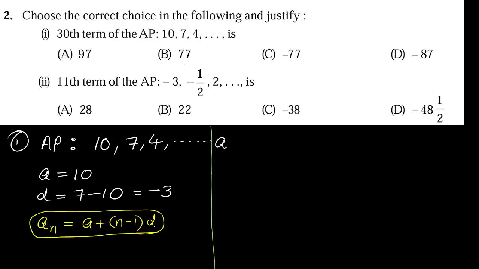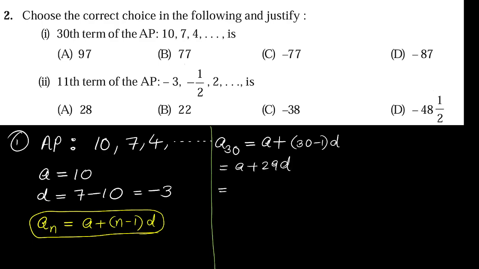So I want the 30th term in this question, meaning that n is 30. Use this formula. Substitute n as 30. You can avoid steps. 30 minus 1 into d, right? Okay. In the beginning, I will write the step. So a plus 29d.